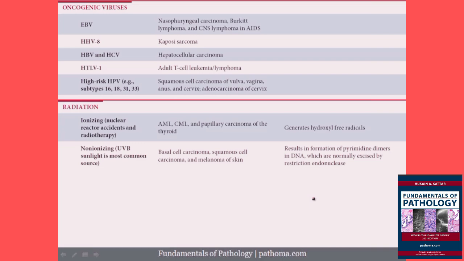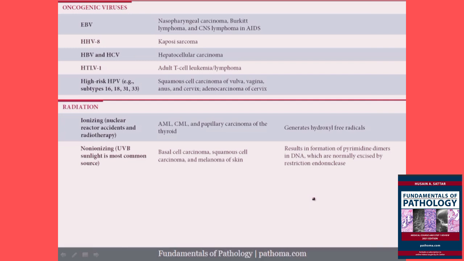Another important relationship is hepatocellular carcinoma, which is associated with hepatitis B virus and hepatitis C virus. Hepatitis B virus is a DNA virus, and hepatitis C virus is an RNA virus, but that's a little bit of microbiology. Human T cell leukemia virus 1, HTLV1, is associated with adult T cell leukemia lymphoma. We'll talk about that in more detail when we do your white blood cell lectures, but that's an important association.